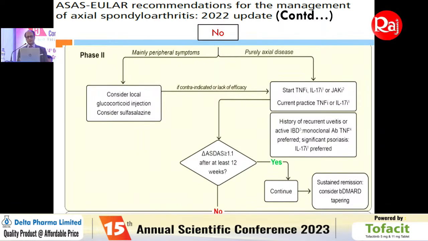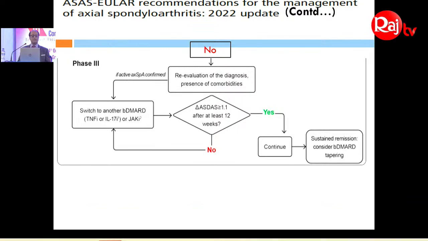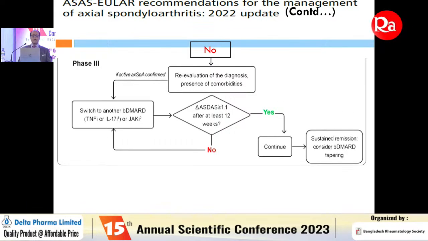Yes, there are provisions. The recommendation is, if we find the patient has achieved sustained remission for 6 months, then we can consider either tapering or spacing of the biologics, and definitely also of the JAK inhibitor. And now in phase 3, if the patient did not respond, again we have to look at these 1.1 changes of the ASDAS score. And if the patient doesn't respond, then we will re-evaluate the diagnosis.